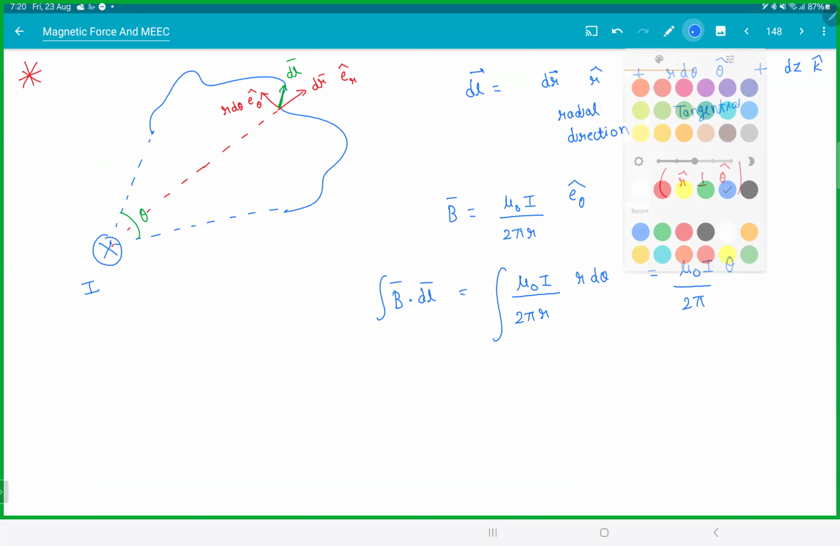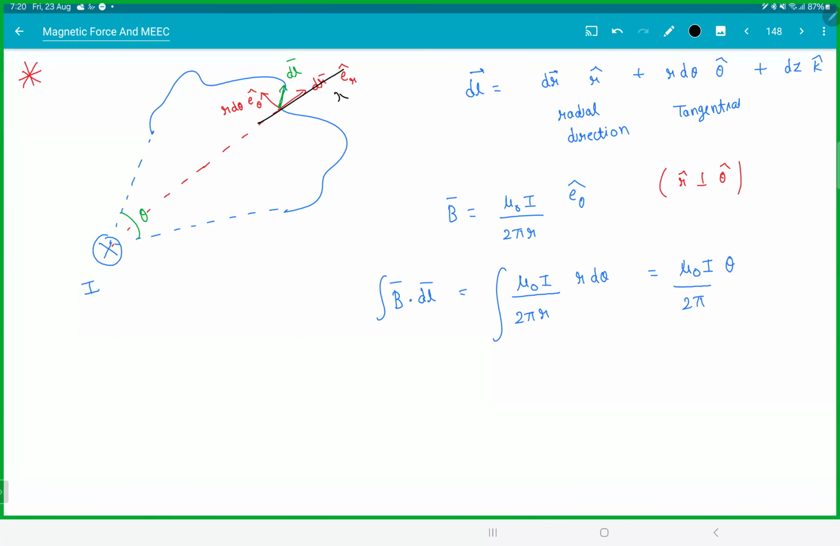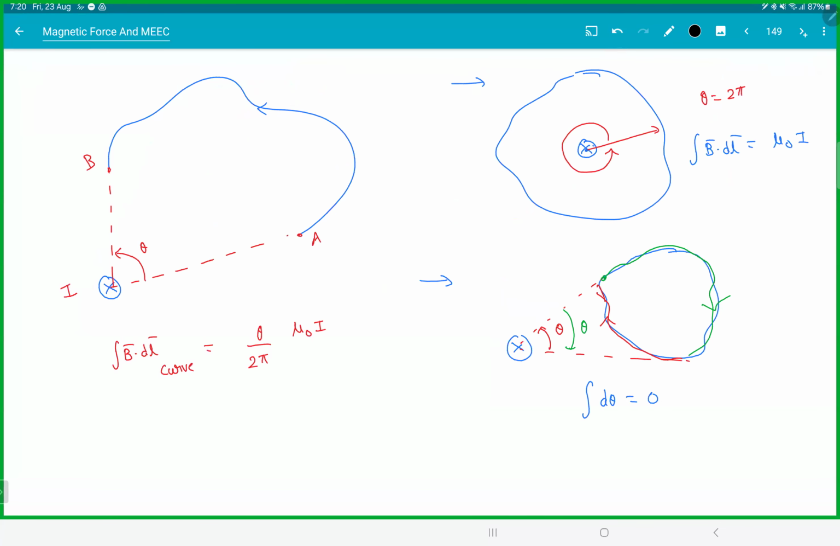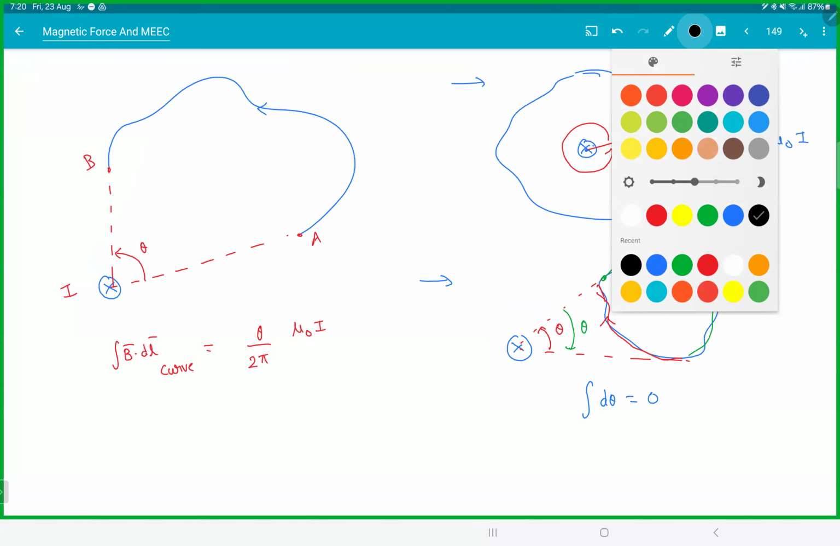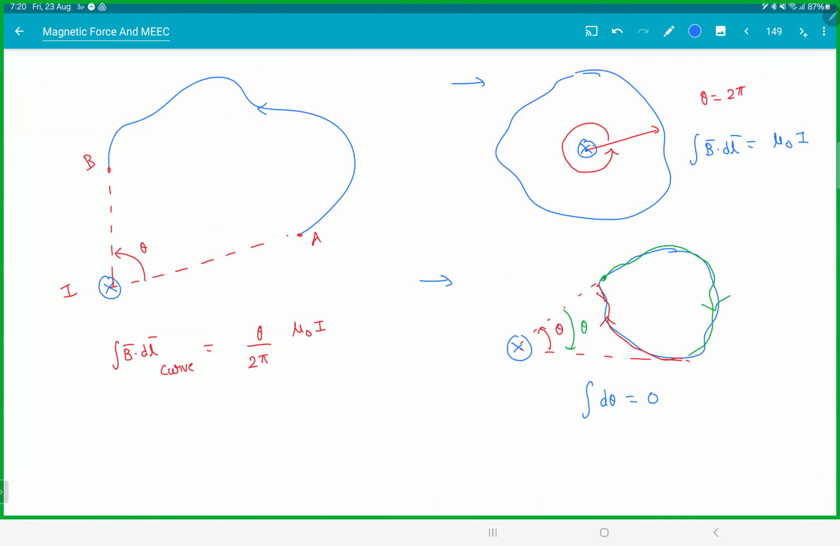So indirectly, what we're doing here is we are choosing this as your x-axis and this is your y-axis, isn't it? Something like that. X you are replacing with dr and y you're replacing with r d theta. You just need to have two perpendicular directions. All clear with this? Great.